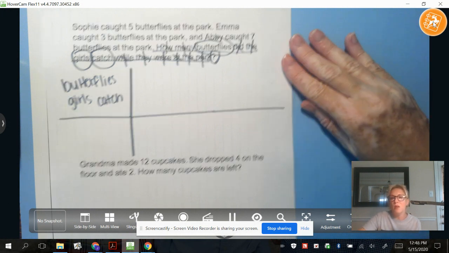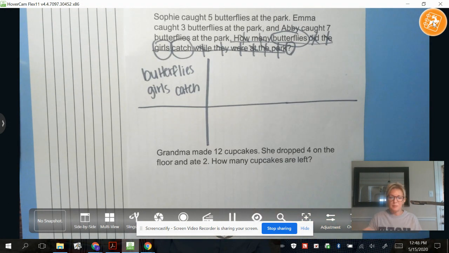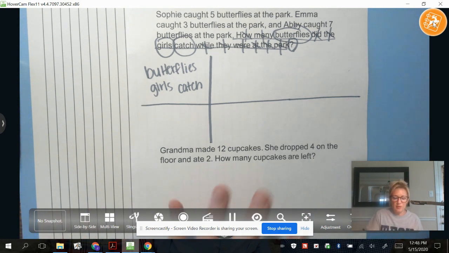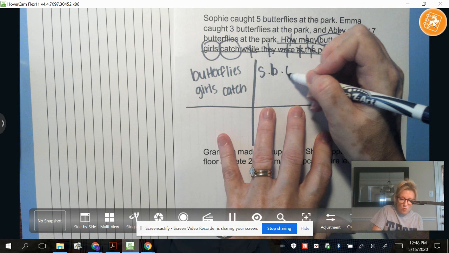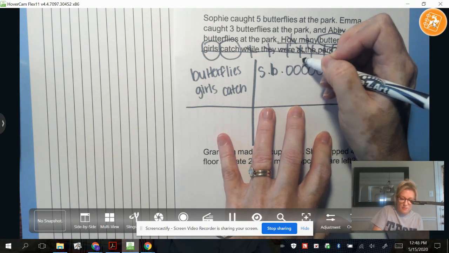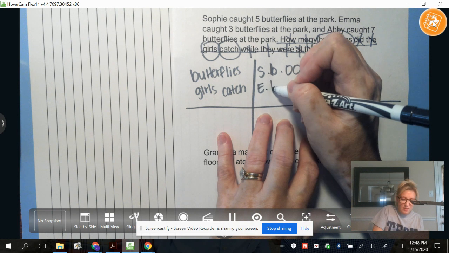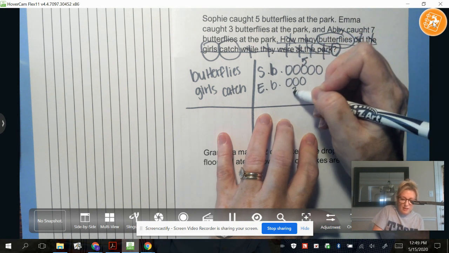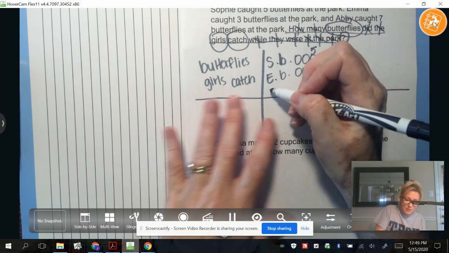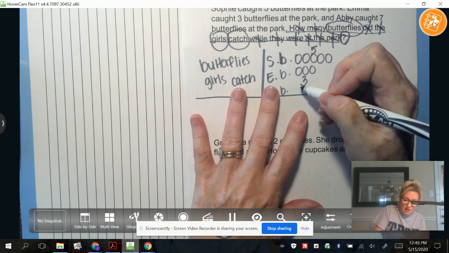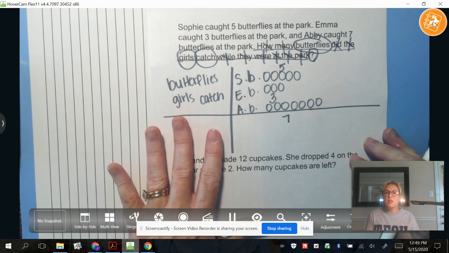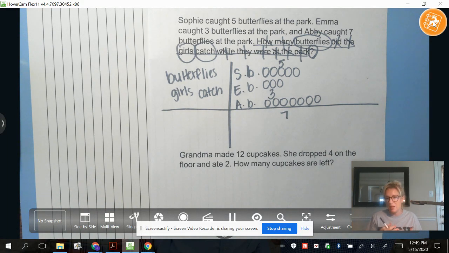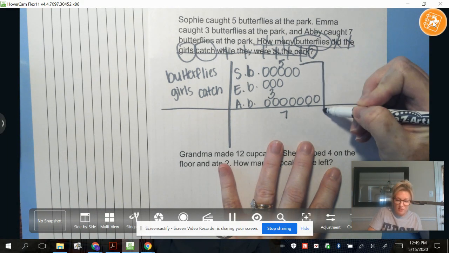I want to show you how easy that is to do with your model drawing. Sophie, I keep saying Sophia, I'm sorry. Sophie caught 5 butterflies at the park. So Sophie's butterflies, 5. 1, 2, 3, 4, 5. And Emma's butterflies, 3. Oh my goodness, and don't forget to label everything, right? And Abby's butterflies, 7. 1, 2, 3, 4, 5, 6, 7. Very good. And just like we saw with the M&Ms, we want to know how many butterflies they caught. So we're going to join them all together.